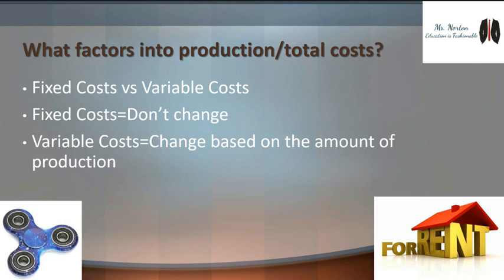Variable costs change, though, with the amount of production. If it cost me $1 to make a fidget spinner, then if I made just the one, my variable cost would be $1. If I made 1,000,000 fidget spinners, my variable cost would be $1 million.